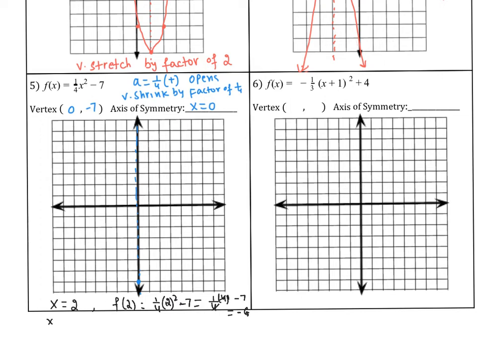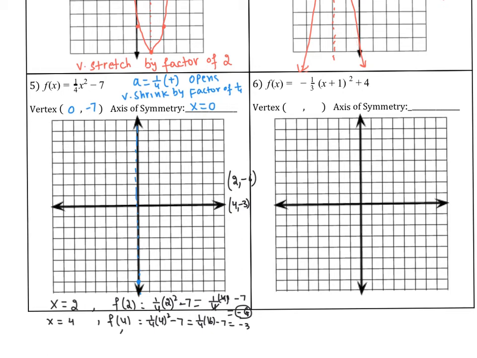Next point you can choose is 4 and plug in 4 for your function. You get 1 over 4, 4 square. So 4 square is going to be 16. 16 divided by 4 is 4, and 4 minus 7 is -3. So you have 2 points at this time. One is going to be 2 comma -6, and the other one is 4 comma -3. We're going to plot these points and get the graph.